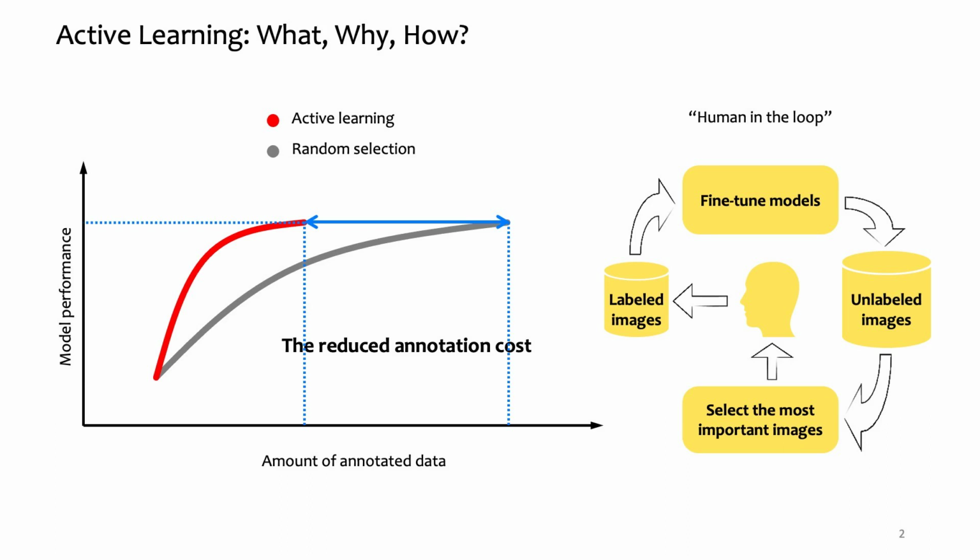By using these data to fine-tune the model, we get the predictions from the new model. Then we select the most important images again for annotation. As you see, it is a loop. In each cycle of the loop, we select the most important images batch by batch. Therefore, active learning ideally reduces annotation cost compared to random selection to achieve a certain performance.